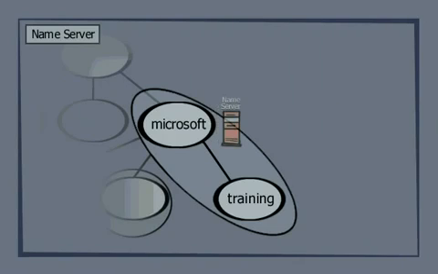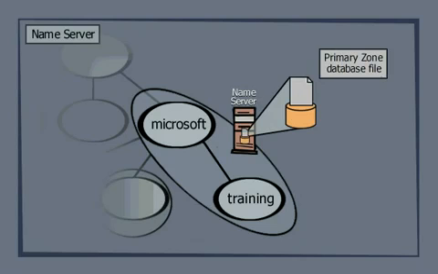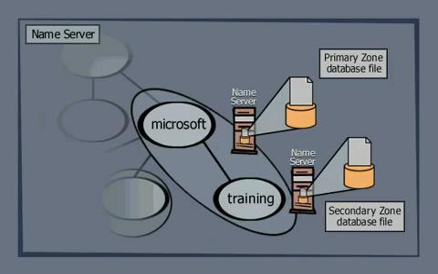One name server holds the primary zone database file for a zone. That name server is said to have authority for making changes to the zone file. A copy of the zone file may be stored on other servers to balance network load. These copies are referred to as secondary zone database files. The secondary zone database files are updated regularly from the primary zone database file by a process called zone transfer. Therefore, either server can answer name resolution queries for that zone.